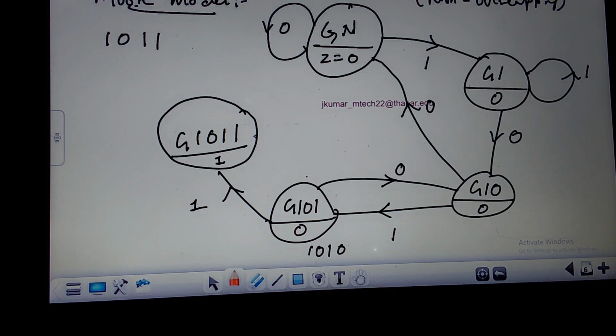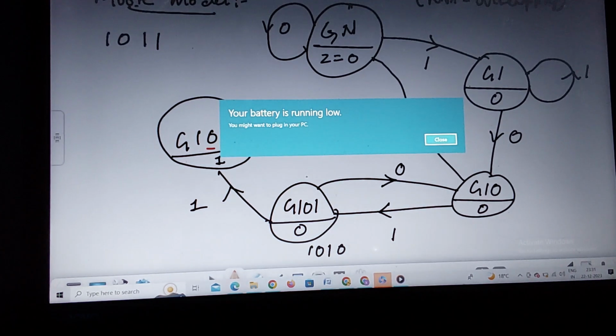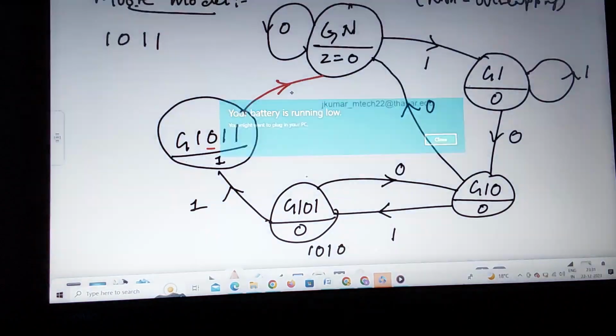What is the next state? Once I detected this pattern, where can I go? I have completely detected the pattern. Is it the reset state, or can I go to the 1 state? For non-overlapping, my whole pattern is completed. Right? Again I should start, and the next state is 1. Which state can I go to? You can go to the reset state.